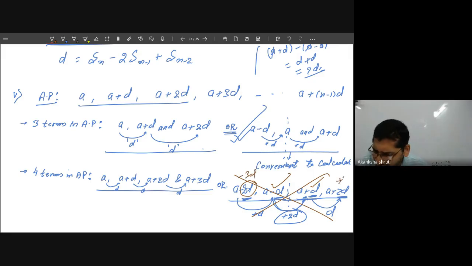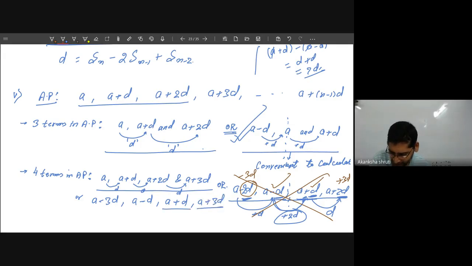I shall take 3D. This will give us a symmetrical and correct way of choosing four numbers. So write in this way: a minus 3d, a minus d, a plus d, a plus 3d. These are the four terms. We will just solve a question based on this.